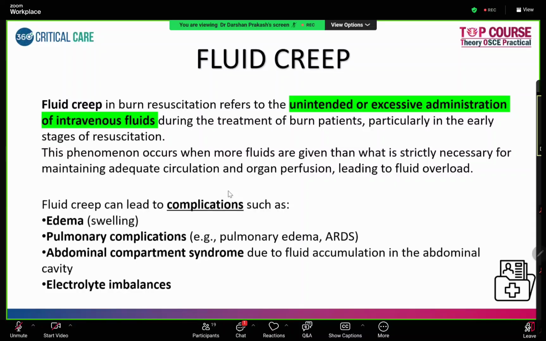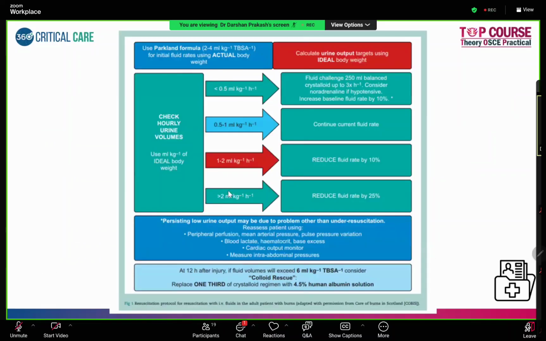Okay, so the complications of fluid creep start as early as simple tissue edema, but can worsen, leading to severe ARDS because of pulmonary edema or damage caused by inhalational injuries, or compounded by both of them, abdominal compartment syndrome and electrolyte imbalances. So, to prevent this, the British Journal of Anaesthesia and the Scottish burns group came up with an algorithm to manage patients with burns.